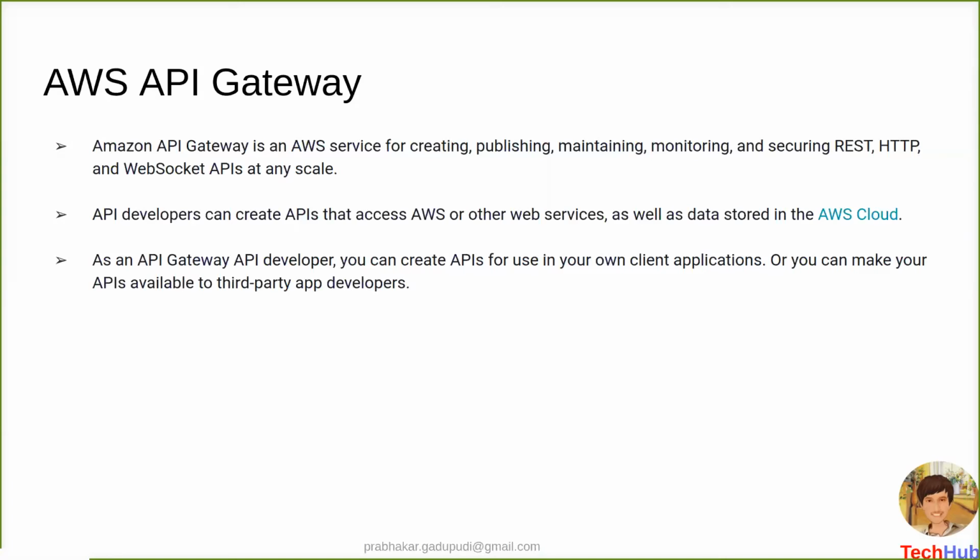And with API Gateway, an API developer can create APIs for use in your own client applications, or can make these APIs available for third-party app developers. So it works both ways: one can create these APIs for internal purposes, and one can create APIs for third-party application developers so that they can use them as end users.